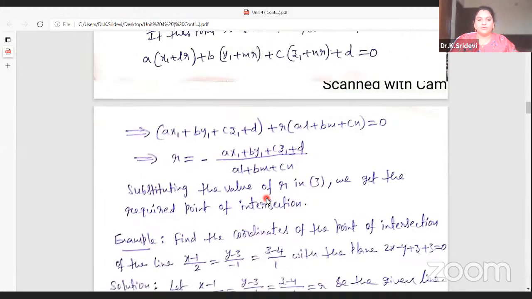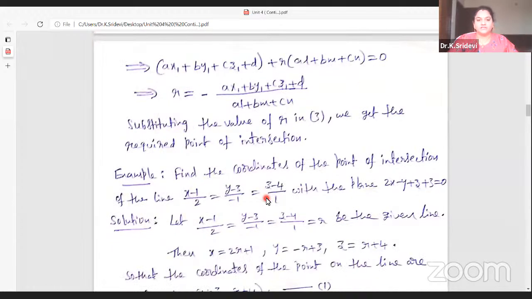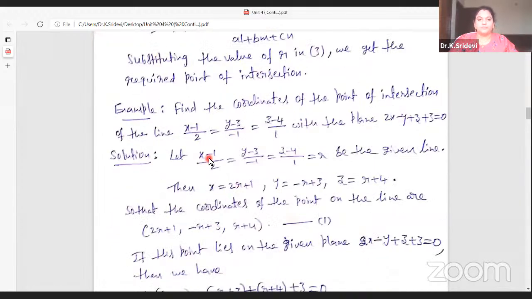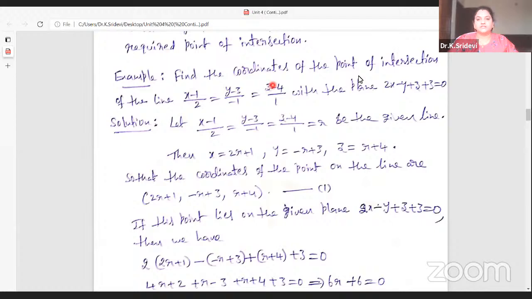Now we take an example under this. Find the coordinates of the point of intersection of the line (x minus 1) by 2 is equal to (y minus 3) by minus 1 is equal to (z minus 4) by 1 with the plane 2x minus 2y plus z plus 3 equal to 0.